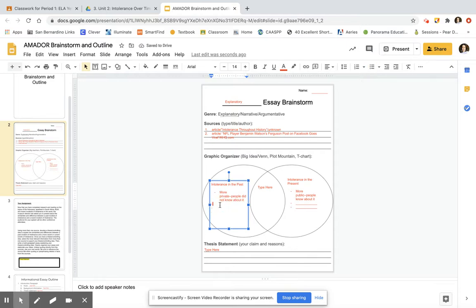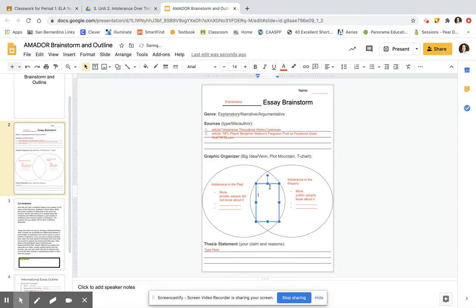I want you to come up with 2 more reasons that intolerance in the past was different from intolerance in the present. Go ahead and pause your video. All right, now we're going to go into the center section. Now this is how they are the same. What are some ways that intolerance in the past and present are the same?